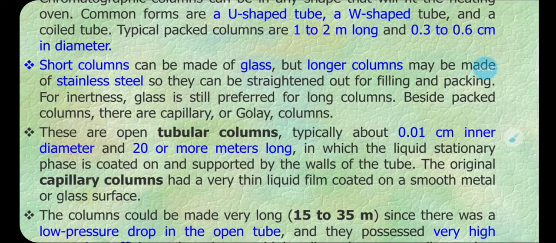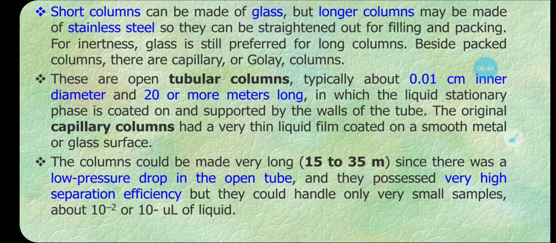This capillary column is also called a tubular column. This open tubular column is typically about 0.01 centimeter in diameter and 20 or more meters long, in which the liquid stationary phase is coated on the inner side or supported material by the wall of the tube.